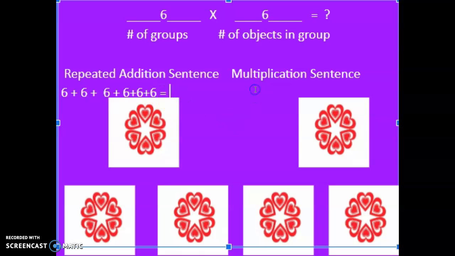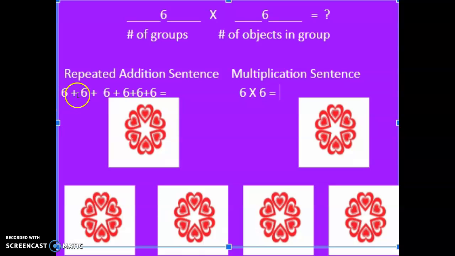Now, if I want to write a multiplication sentence that represents the same picture, I know that I'm going to put my groups first. So I have 6 groups times 6 objects. Now, again, we could count by our 1s. We could count by our 6s.